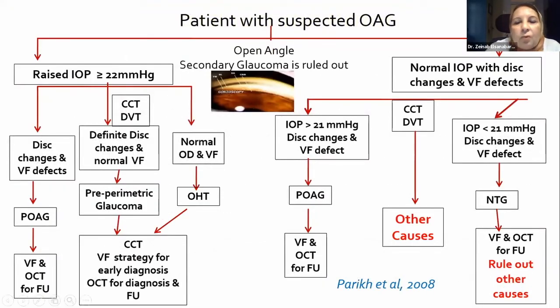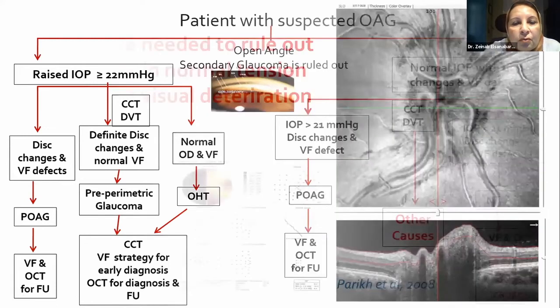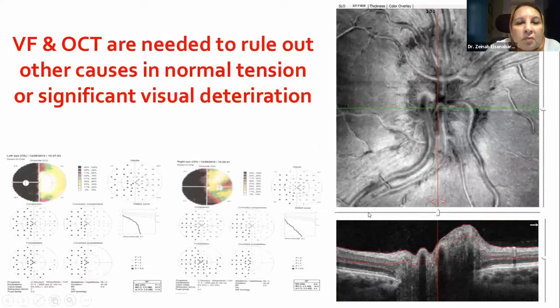Again, if you go again to the scheme, we'll go to normotensive glaucoma. We may need to do a diurnal variation test or central corneal thickness, also visual field and OCT, to rule out other causes before diagnosing normal tension. Like this, for example, we have the OCT that will diagnose papilledema, and we have the field that will diagnose a neurological affection.